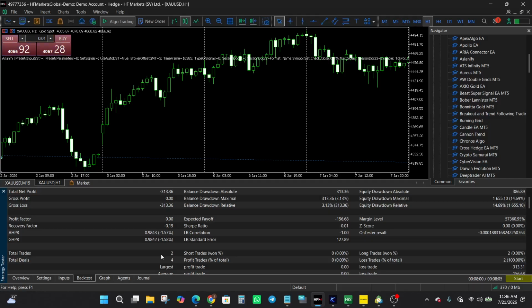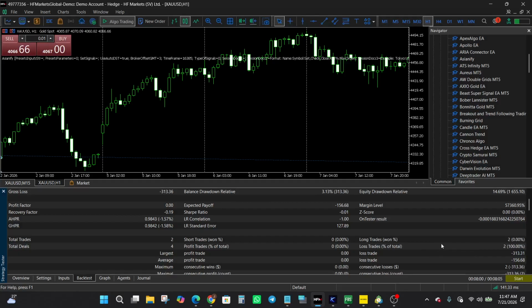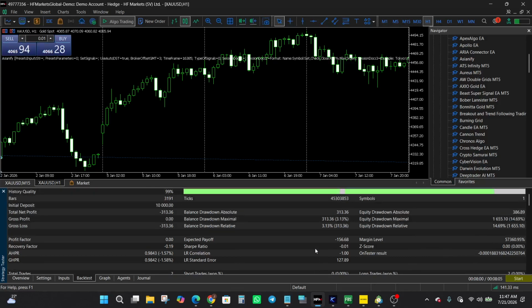Both of those trades were long positions. You can see both of them were long positions, and both of them closed at a loss. So it's a 0% win rate in this particular run. The profit factor came out to 0 since there was no gross profit to offset the losses. And the net result was a loss of about $313 on a $10,000 account, roughly 3% loss.